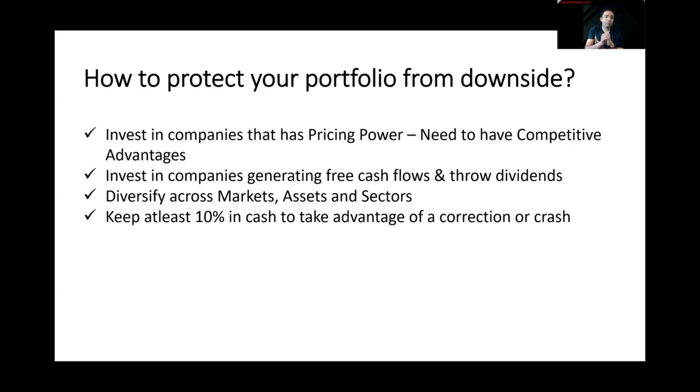Finally, the most important thing: keep at least 10% in cash to take advantage of a correction or crash. Have a shopping list, a wish list, ready, and keep 15 to 20% cash preferably, if not at least 10%, so that when a correction hits, we are ready to pounce on the opportunity and double down. This is all we can do, without worrying about how macroeconomic conditions will affect us. Once we take care of this, our portfolio will be taken care of as well.